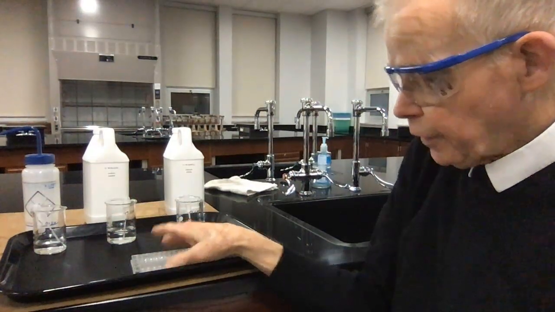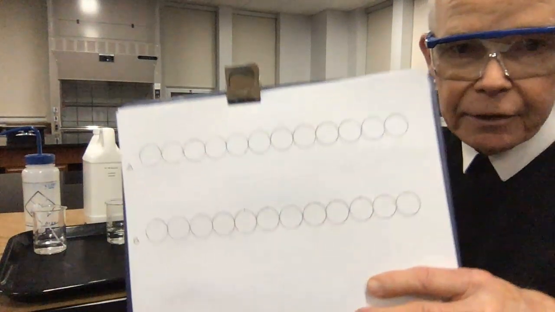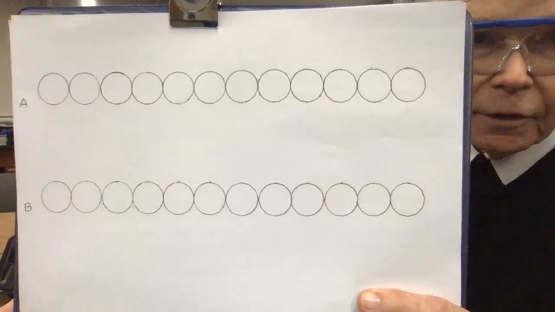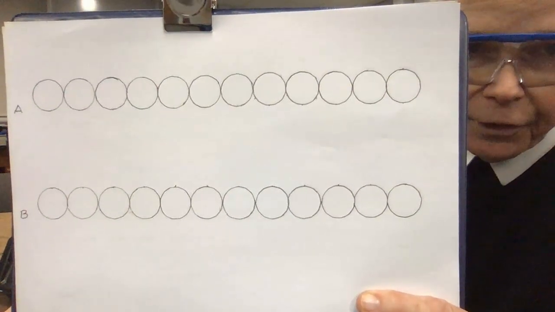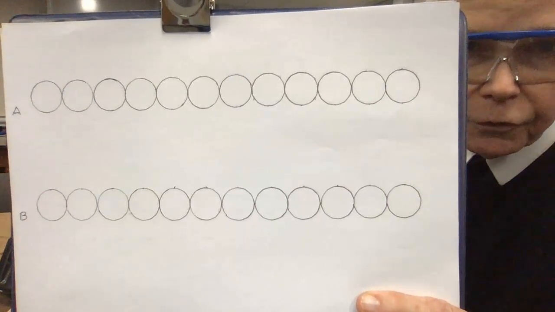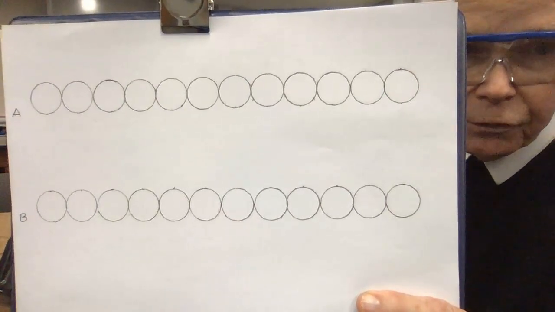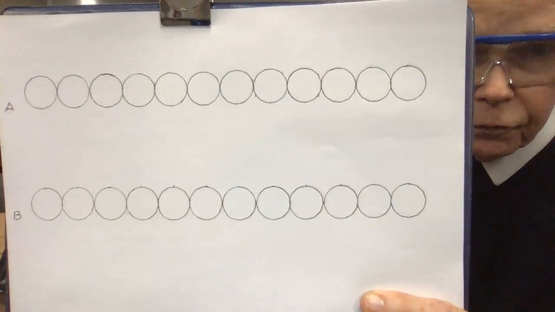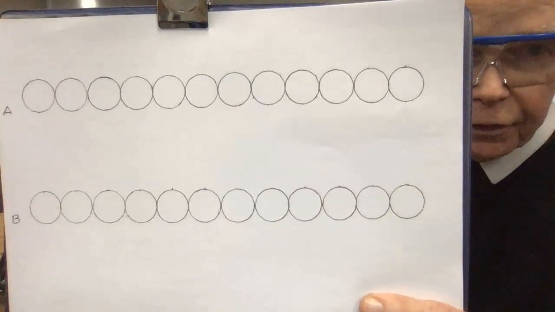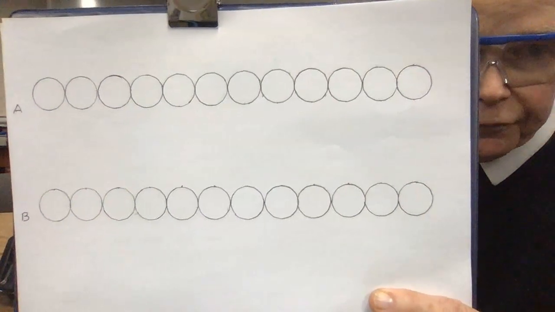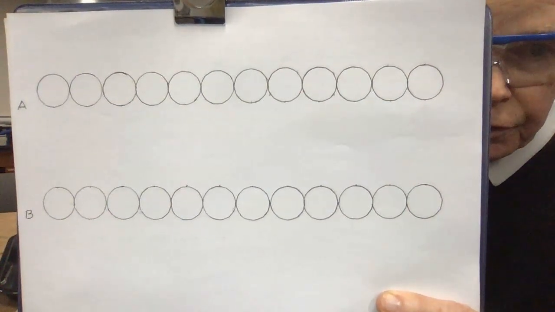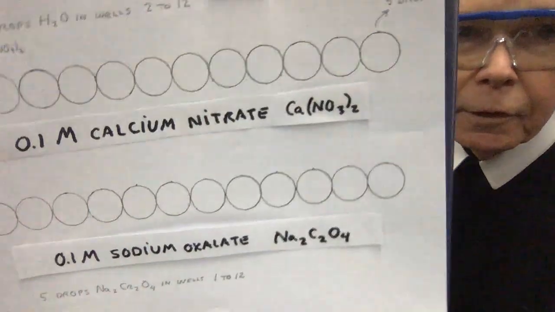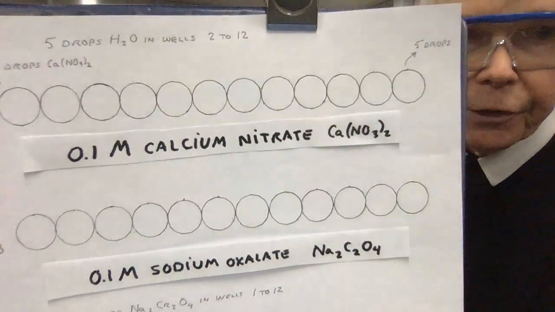Let me show you a graphic again, which I've made a magnified version of. In the top row, we're going to have wells, A, and there are 12 wells going from left to right. The second row down is what we call row B, and there are also 12 wells in that one. So what I've done is I've filled all the wells in row A with one solution, and all the wells in row B with the other solution. The top row is going to contain calcium nitrate.